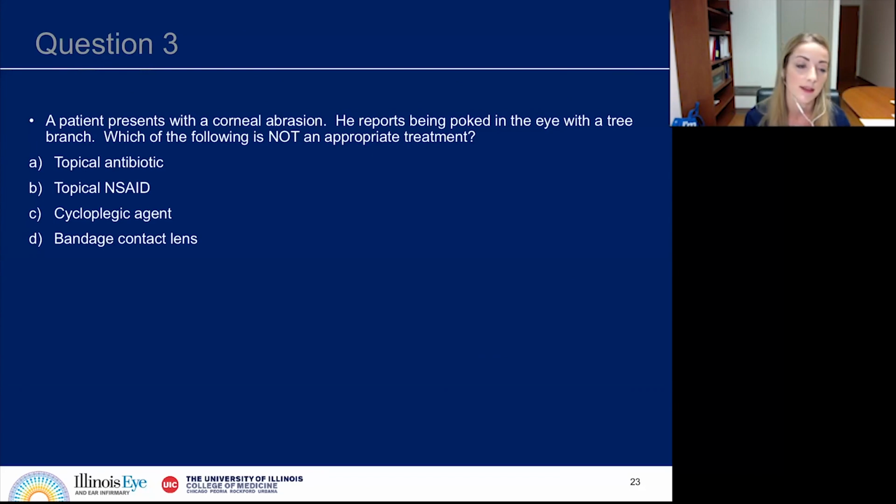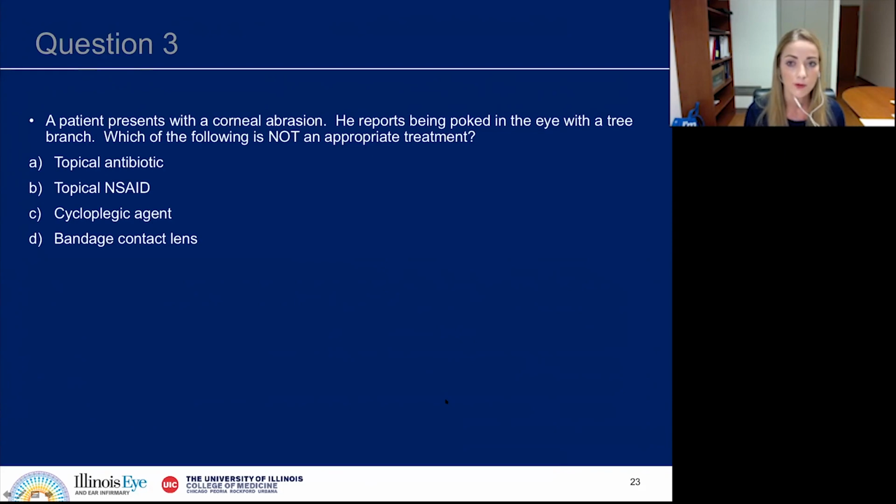Topical NSAIDs, I tend not to use these, but with non-steroidals, if a patient is in severe pain, I might consider it just to help with improving that pain sensation. And cycloplegic agents, when we think about a patient being hit in the eye, it can also cause an anterior chamber reaction. So if they're complaining of severe light sensitivity, I might consider it. But again, it's not always used and really used in case by case scenario.